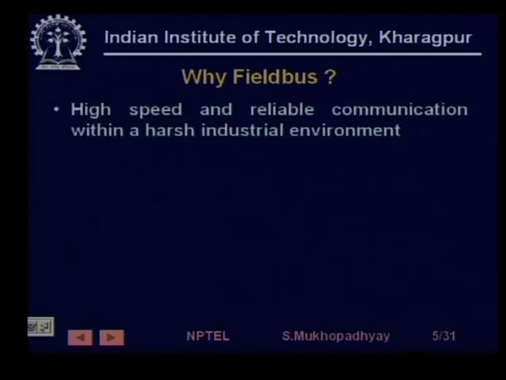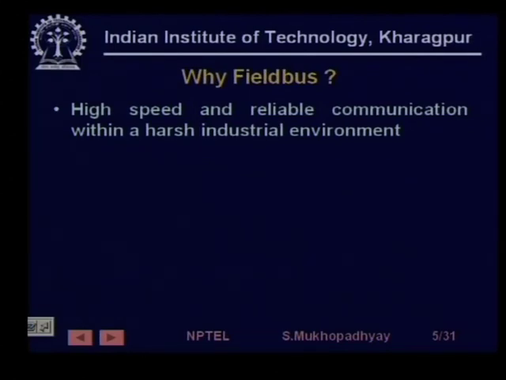So, these are some of the features which are available on a Fieldbus. One of the advantages is that you have high speed and reliable communication. So, you both increase speed and you increase reliability. Reliability comes from digital communication, and from special kinds of media like fiber optic cables used in the Fieldbus system compared to wires which were used in the older systems.